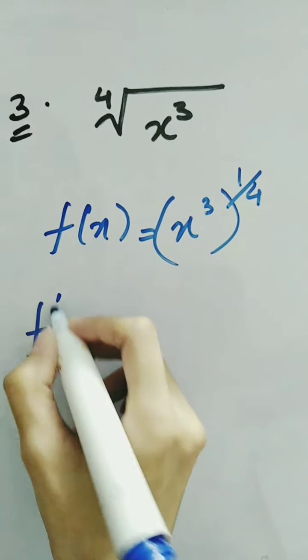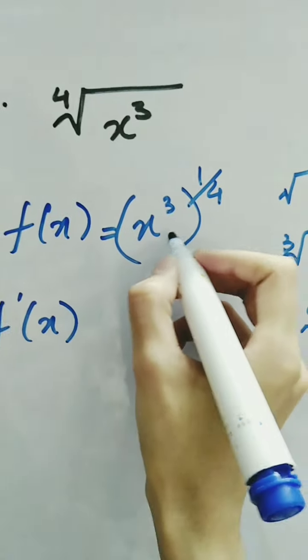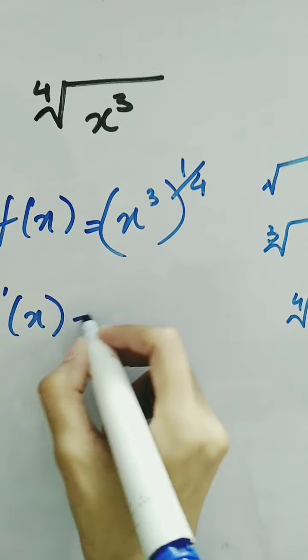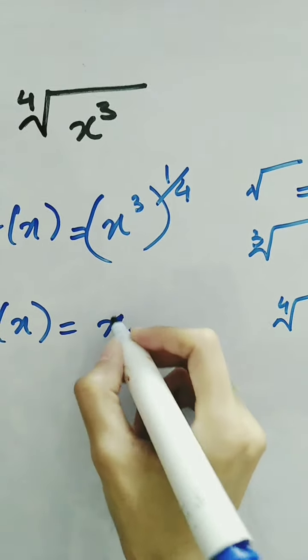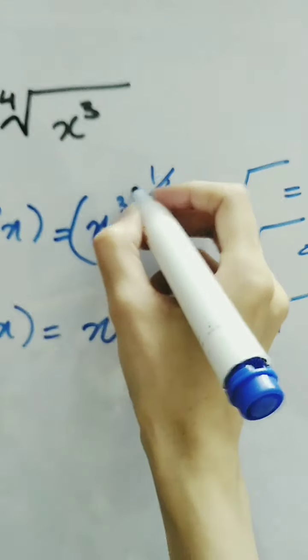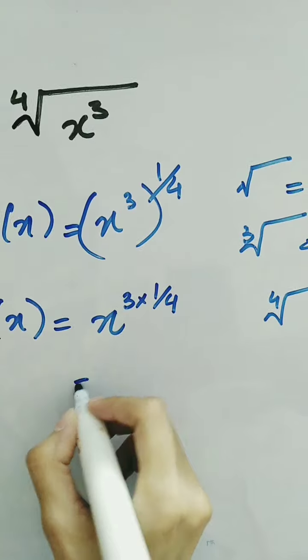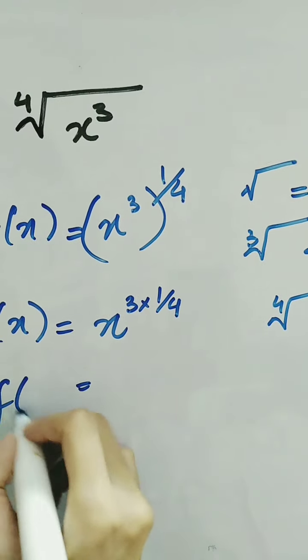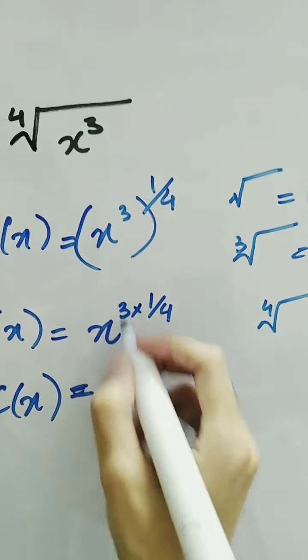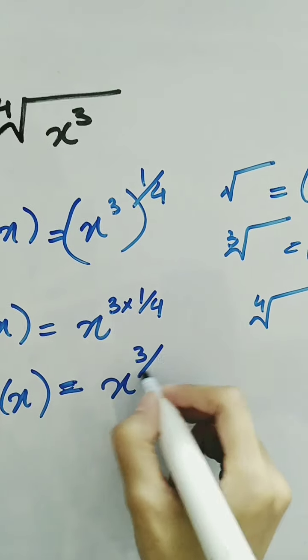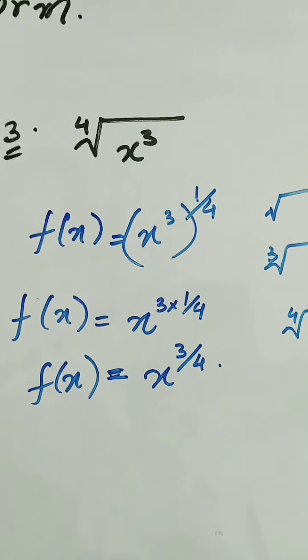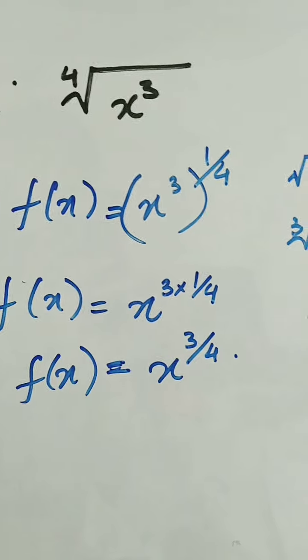Now we are going to take the derivative of this function, which is x cube raised to the power 1 over 4, or we can write it as x, as these are multiplying with each other, 3 into 1 over 4. Right now we are not taking the derivative, we are still simplifying the function. We have x raised to the power 3 over 4. So this is basically our function.